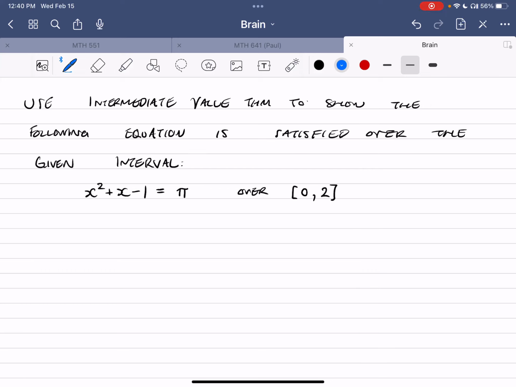All right, so yeah, two more left. This one here is we're using the intermediate value theorem to show the following equation is satisfied over the given interval. So our equation is that x squared plus x minus 1 is equal to pi over our interval 0 to 2. All right, so maybe recall what the intermediate value theorem is.